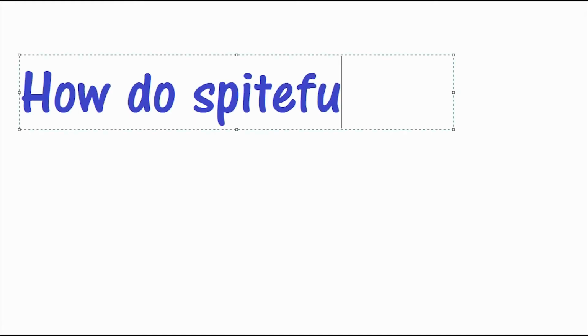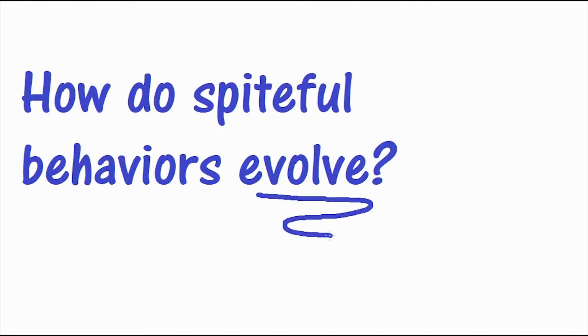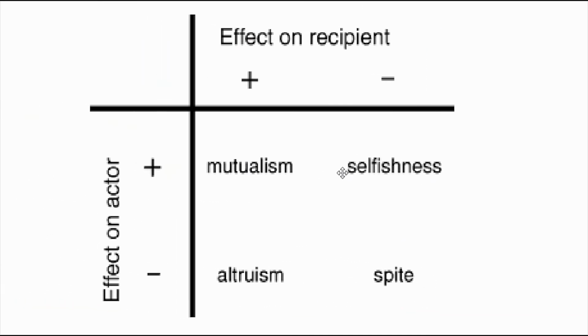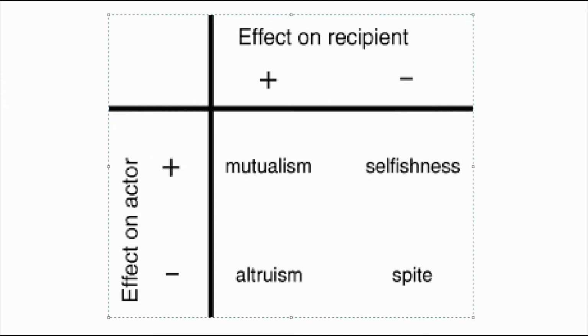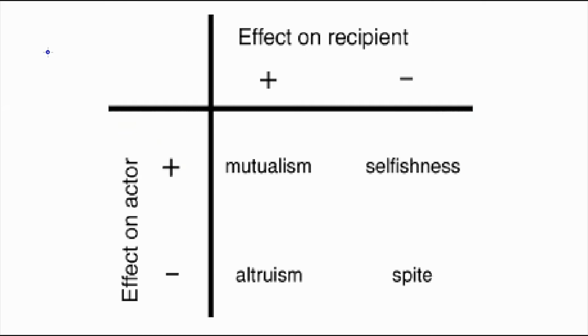How do spiteful behaviors evolve? In nature, the actions that organisms take can affect other organisms around them. These behaviors are classified based on the direct fitness consequences they create for the actor and the recipient. In other words, is the behavior good or bad for the organism doing it? Is it good or bad for the organism receiving the effect?